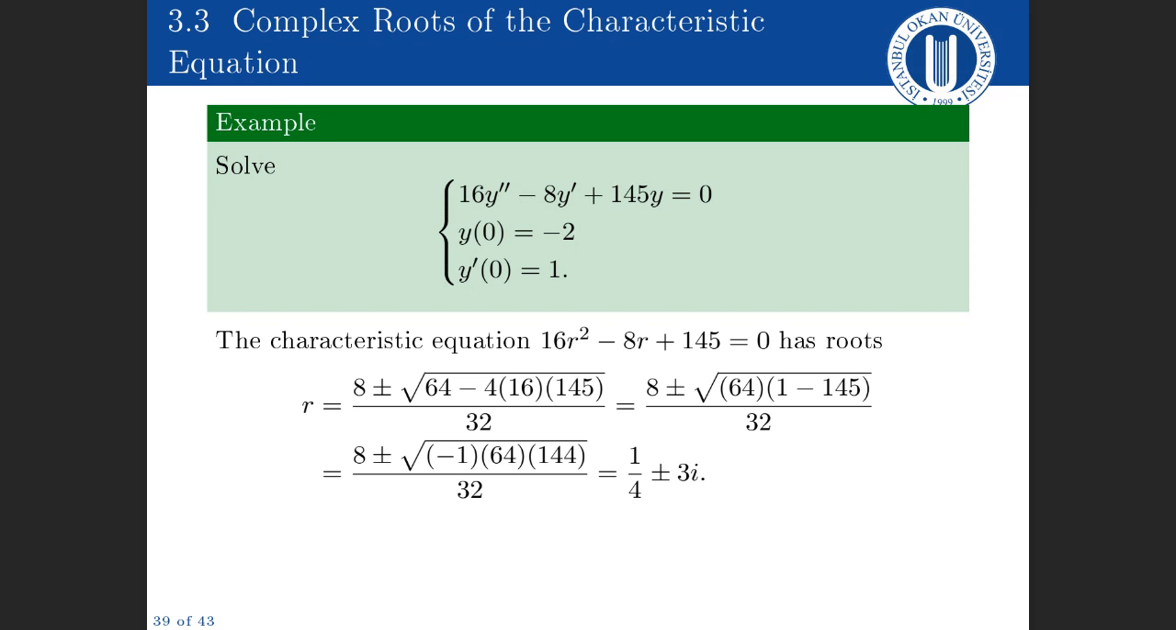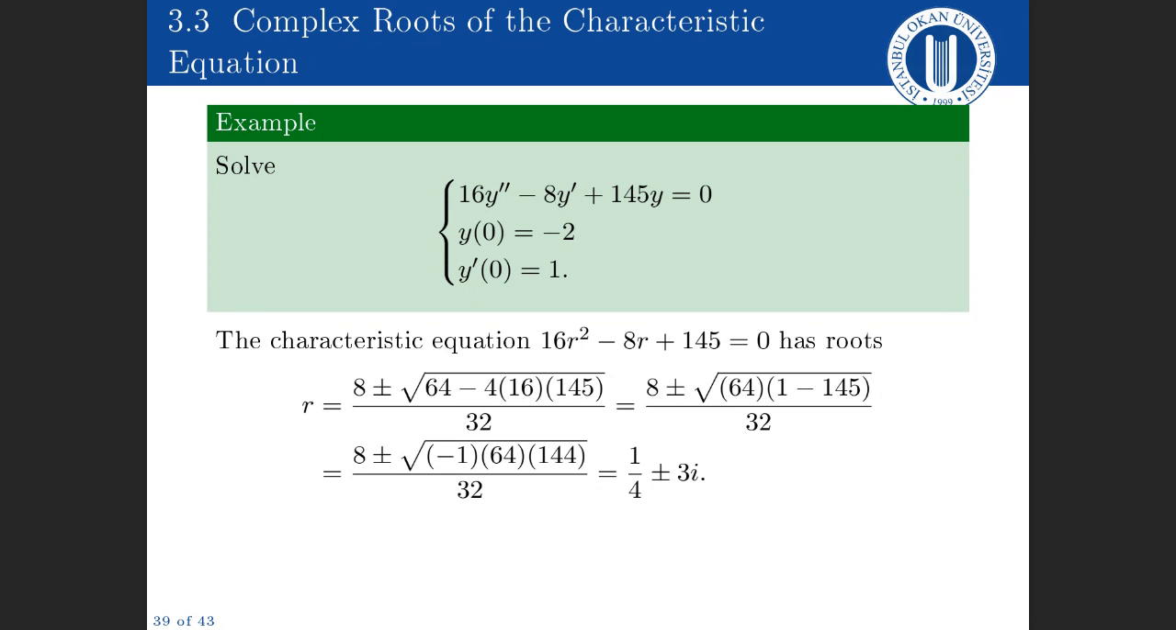So the characteristic equation, the numbers are 16, minus 8 and 145. So the characteristic equation is 16r squared minus 8r plus 145. And using our formula, we can find that the roots are a quarter plus or minus 3i.